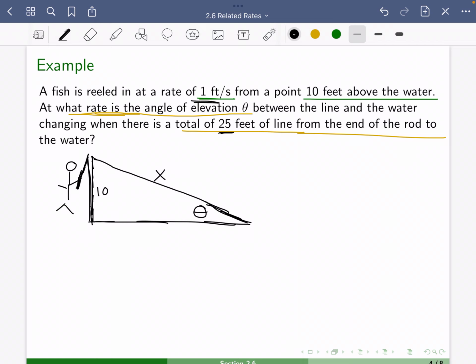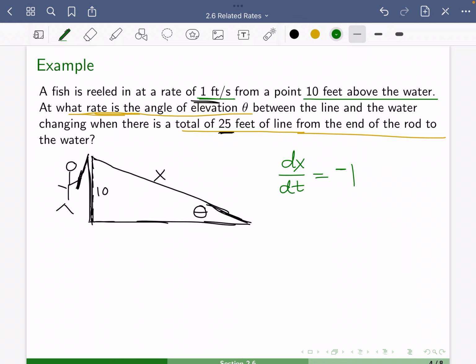What does this value of 1 represent? Well, it's being reeled in at the rate of 1 foot per second. So that is the change in length of line. So dx/dt is equal to 1. Now, is that length of line getting bigger? So is that increasing at 1 foot per second, or is it decreasing? It's decreasing. So that dx/dt should actually be negative 1.